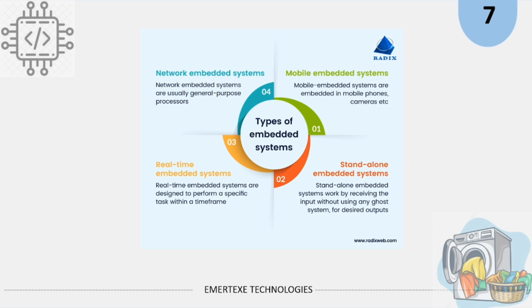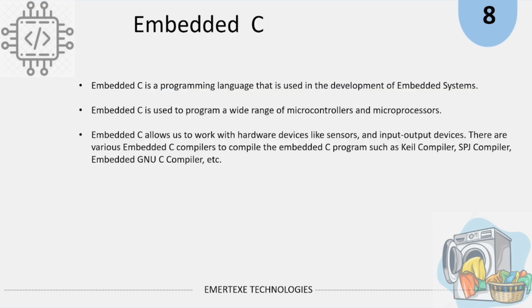The types of embedded systems are, first, mobile embedded systems. Mobile embedded systems are embedded in mobile phones and cameras. Second, standalone embedded systems. Standalone embedded systems work by receiving the input without using any host system for desired outputs. Third, real-time embedded systems. Real-time embedded systems are designed to perform a specific task within a time frame. Fourth, network embedded systems. Network embedded systems are usually general purpose processors.